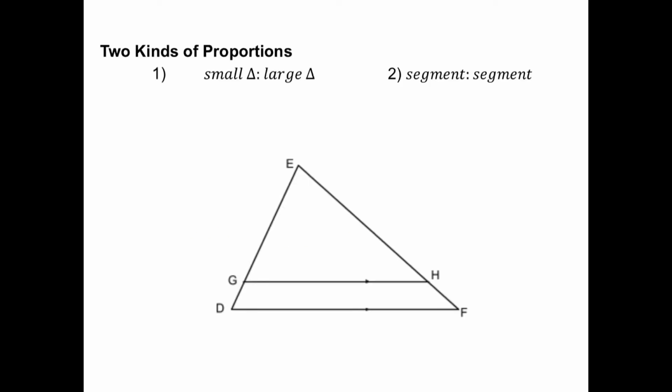There are two types of proportions that are created when two overlapping triangles have parallel bases. You have the small triangle to the large triangle, and you have segment to segment. So let's take a closer look at each of those.